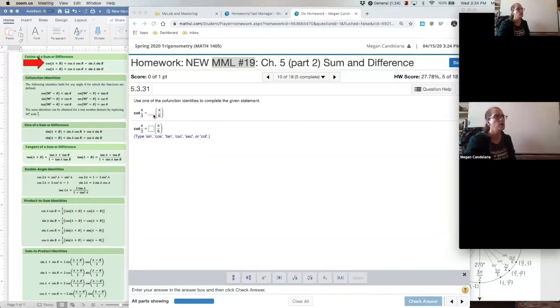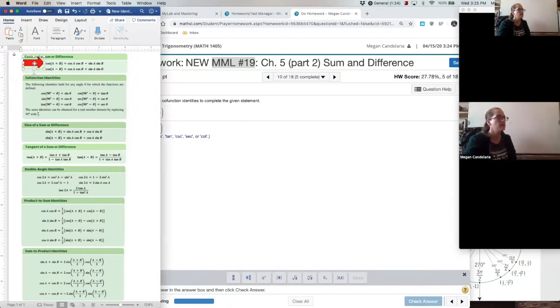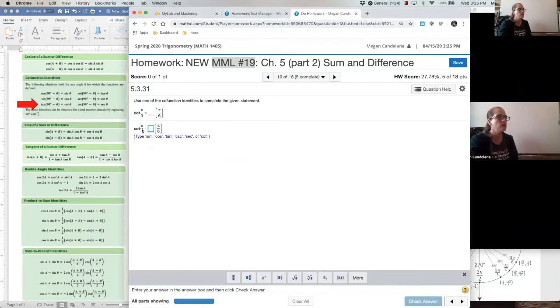Okay, so next question says cotangent of pi over 3 equals blank of pi over 6. And we're asked to use the co-function identities to complete the given statement. Remember that our co-function identities relate our different trig functions together using this 90-degree relationship. They came from drawing basic triangles and looking at how things are related. We did this a long time ago, because we were actually in class together and it was glorious. But in this case, we're looking for the co-function of cotangent.